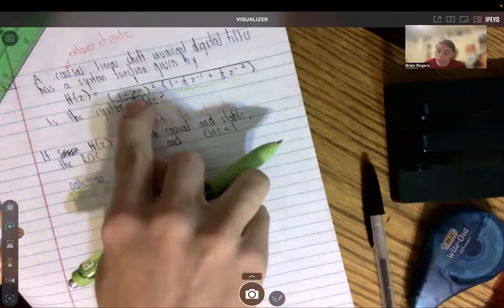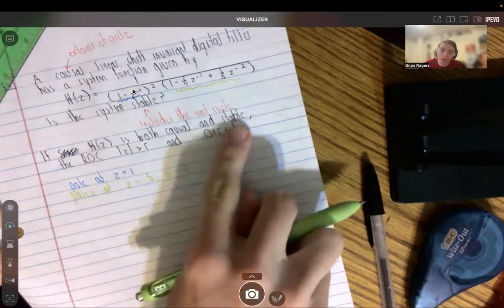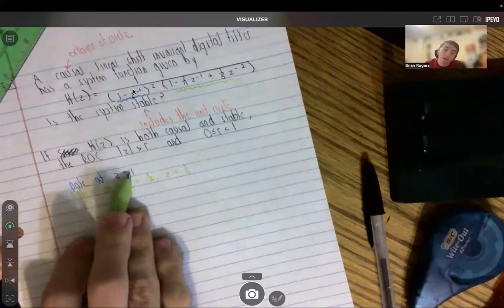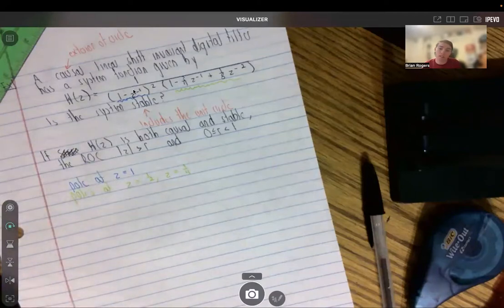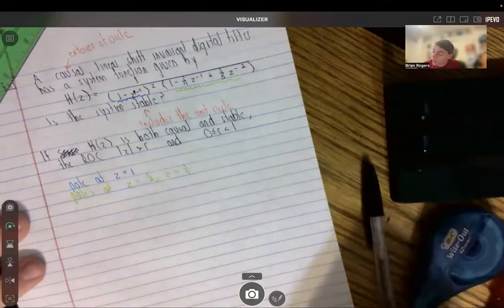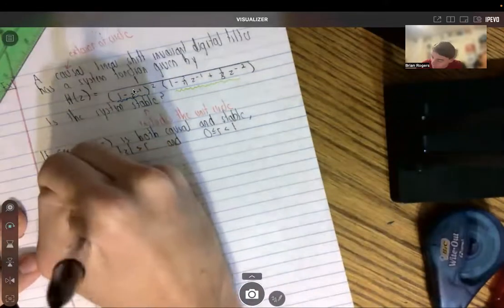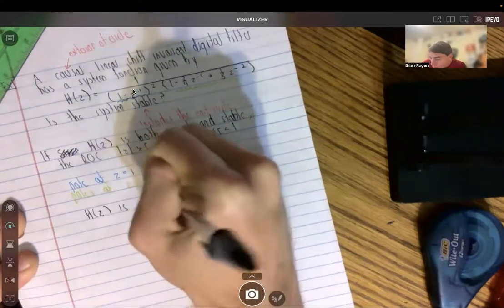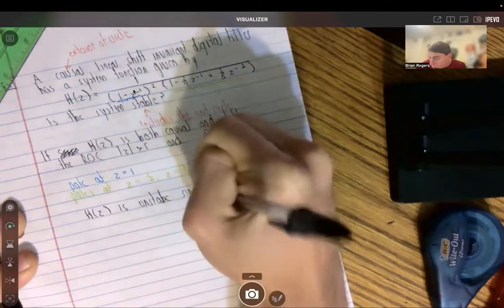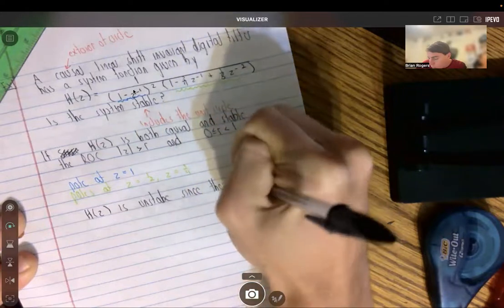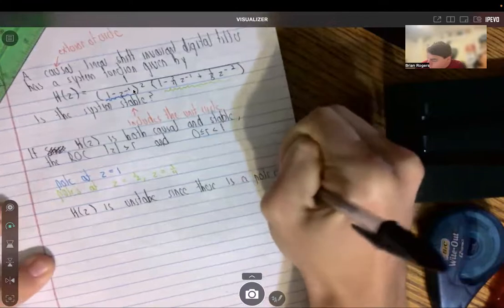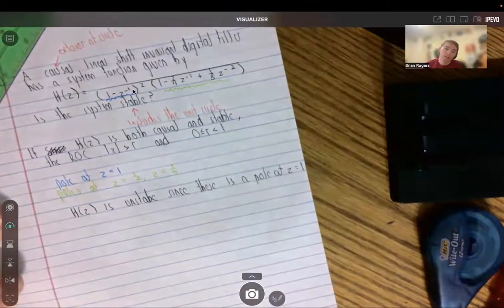But since they had a pole at 1, then it was no longer stable because the region of convergence did not include the unit circle, because it includes everything outside of z equals 1. And so this would be unstable. H of z is unstable since there is a pole at z equals 1. And that would be your answer.